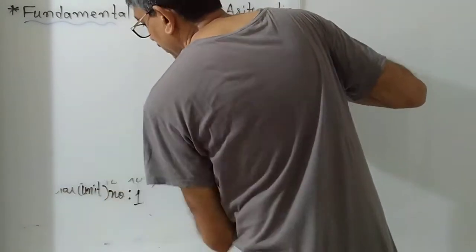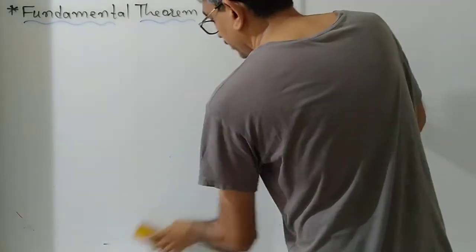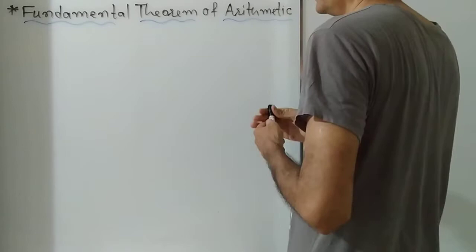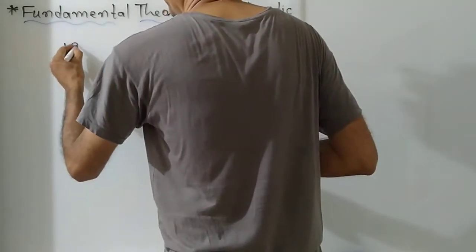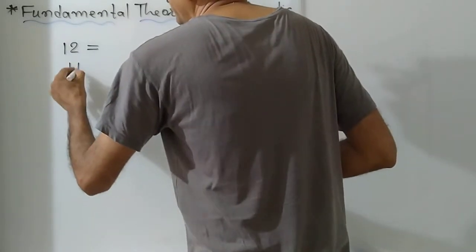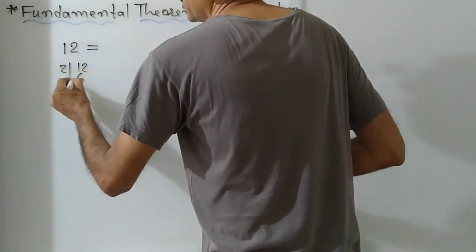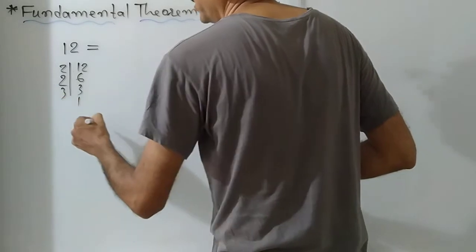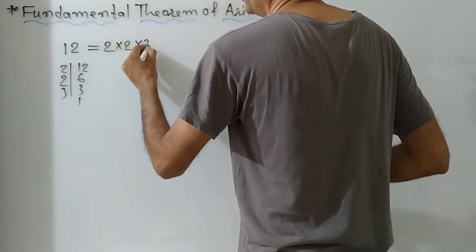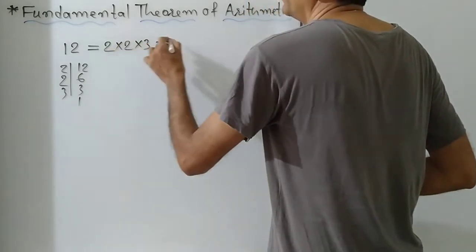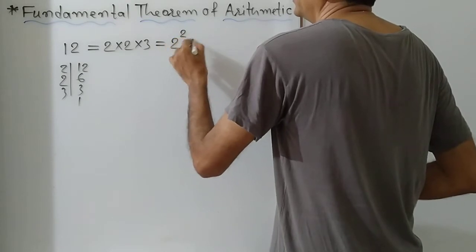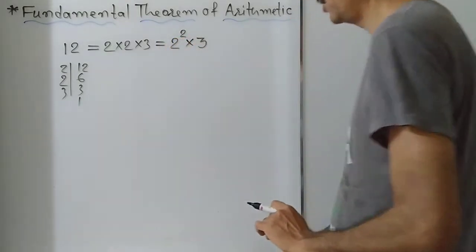Now we understand prime factorization. Every number can be expressed in its prime factors, suppose 12. How? We divide 12 by 2, 6, then by 2, 3, then by 3, 1. Then 12 is 2 into 2 into 3, which can be written in power form. 2 repeats 2 times, so 2 square into 3. Understood?